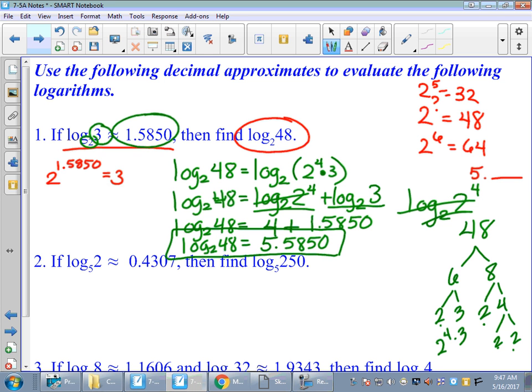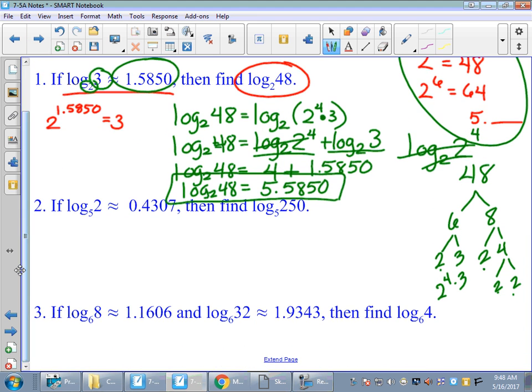And if you look at our little corner over here, we said it would be 5 point something, and there we have it. Okay, we're going to try another one. So the hardest part is figuring out what you're going to rewrite that number as. So we have to get 250 using just 5 and 2. Powers of 5 and powers of 2.